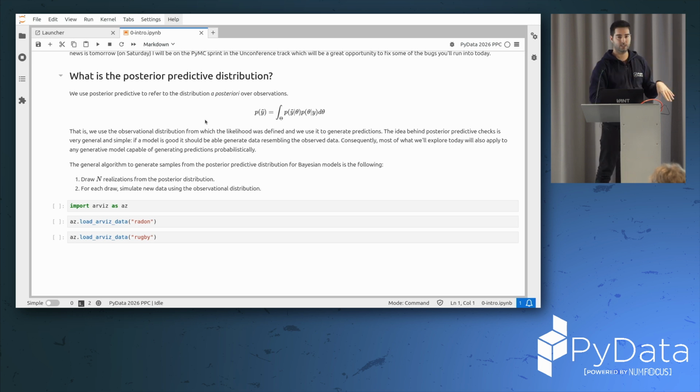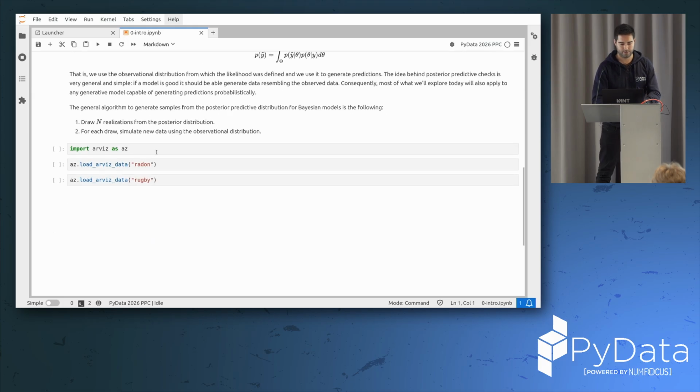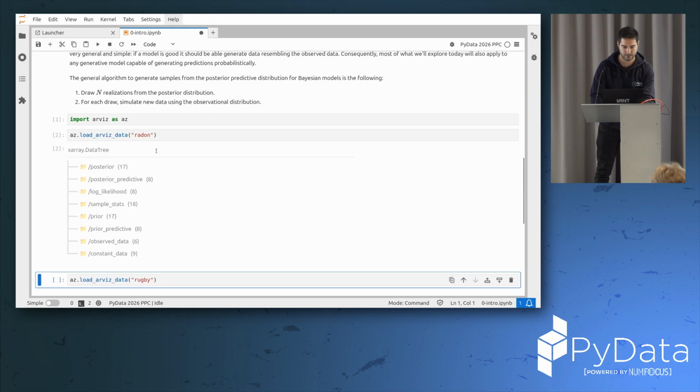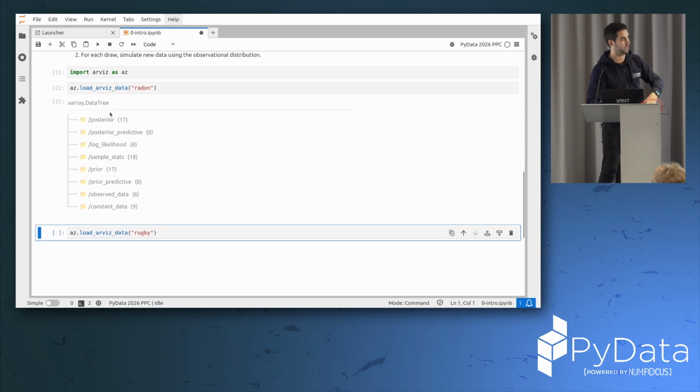In practice, how does it look? So we have n realizations of our posterior samples, and then we generate one sample using the observational distribution so that we have n realizations of our posterior predictive. Here we have some examples from ArviZ that you can look at. You can see that we store a whole lot of things.